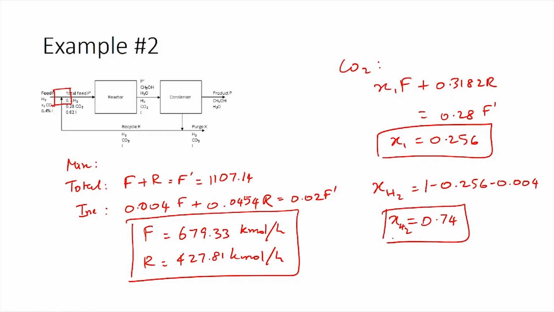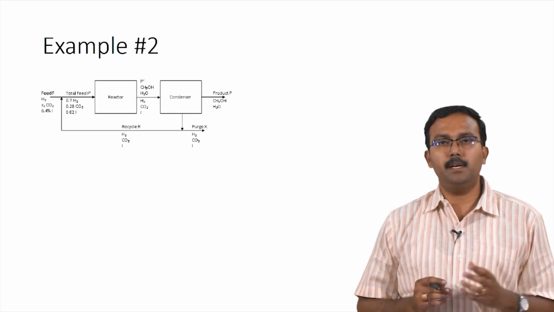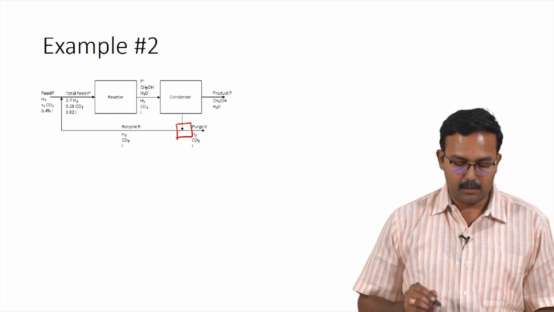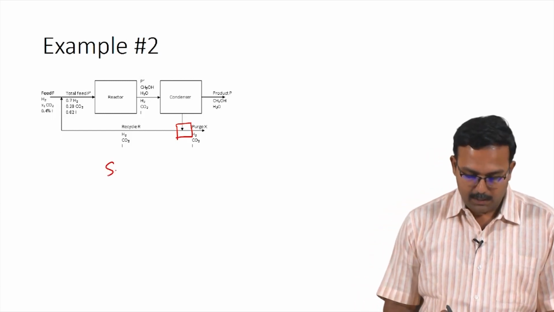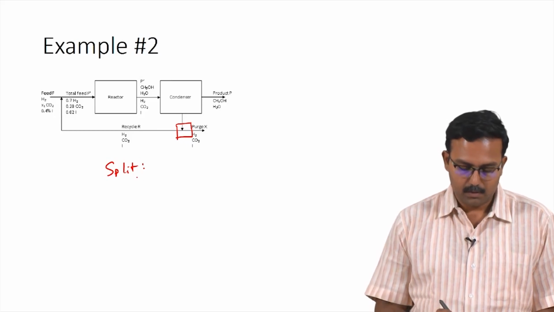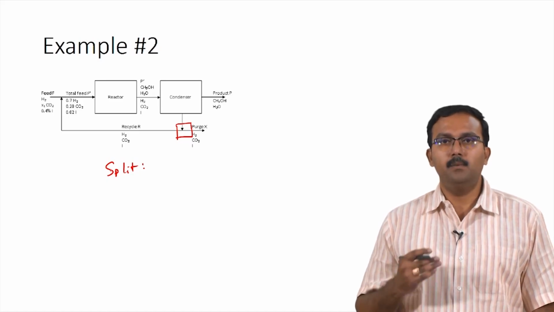So, with this we have all the information about the total product stream, the product stream, recycle stream and the fresh feed. We still have to calculate how much of the purge stream is being sent out. How do we go about doing that? For calculating the purge stream, we need to choose a system where the purge stream would cross the system boundary. So, the easiest system we can choose would be the splitter. For the splitter we can write only one mole balance which is independent.